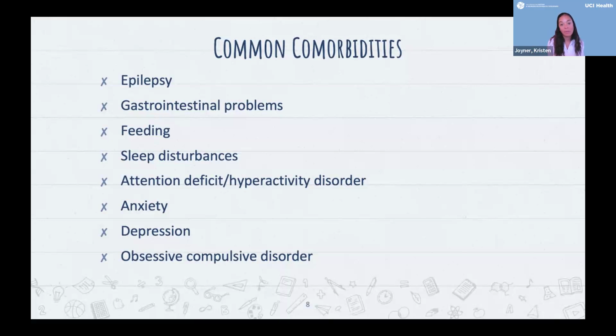And then we also see other mental health concerns, especially as children are getting older. We see things like anxiety, depression. And again, just keep in mind, not everybody who has autism has these comorbidities, but they can. And it's important to be aware of that so that when you talk to your physician or whoever's providing care, they can also look into some of these other things.